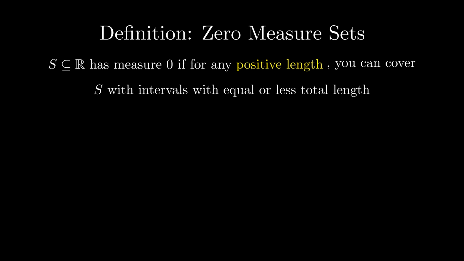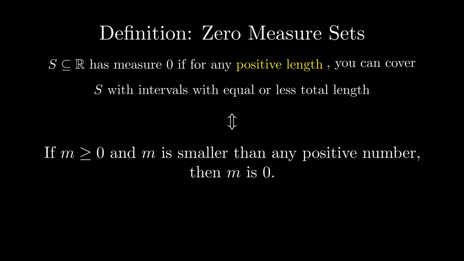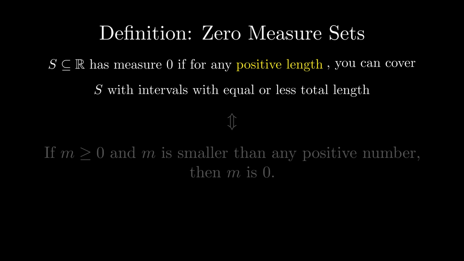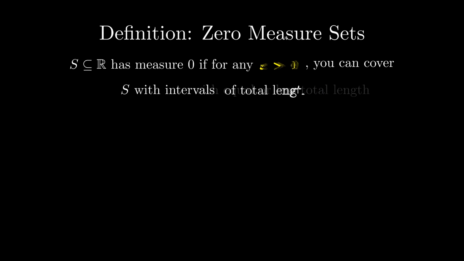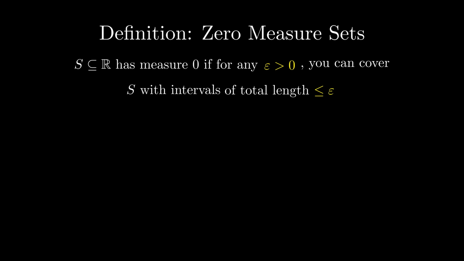We say that a set S has measure 0 if for any positive length, we can cover it with intervals with equal or less total length. This is like saying if you have a non-negative number m, and that m is less than any positive number, then m could only be 0. More formally, we say that S has measure 0 if for any positive epsilon, we can cover S with intervals whose total length is less than or equal to epsilon. Side note, this symbol epsilon is synonymous with small positive numbers in analysis.